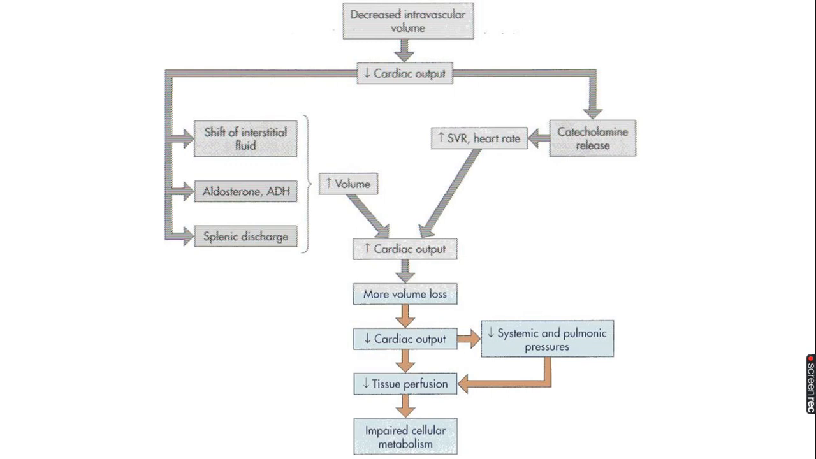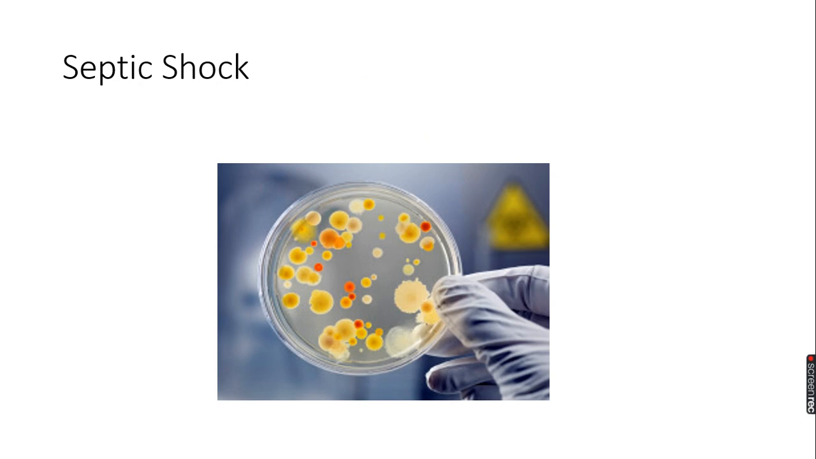Therefore, you have reduced tissue perfusion, and it's actually a vicious cycle. Because of the drop in the cardiac output and the drop in the tissue perfusion, you can have a further drop in cardiac output because there's not enough tissue perfusion to supply the heart, which is the actual organ responsible for cardiac output. And eventually, you have impaired cellular metabolism.